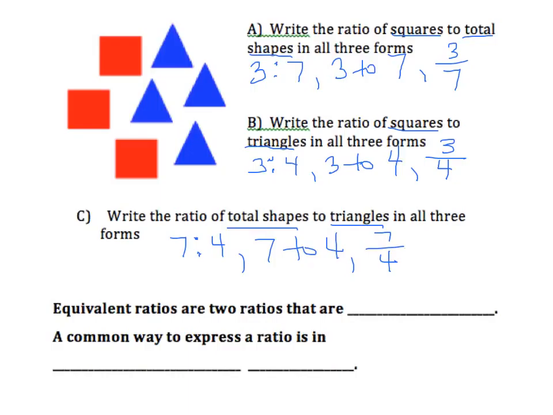Okay, so hopefully that helped you understand the different ways to write a ratio and understand the different types of ratios that we can write. Now we're going to talk about equivalent ratios. Equivalent ratios are two ratios that are equal. A common way to express a ratio is in simplest form.